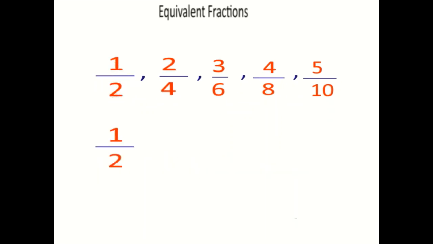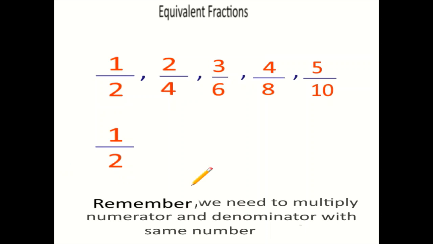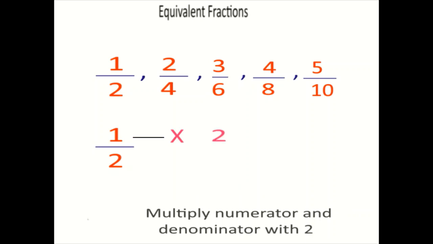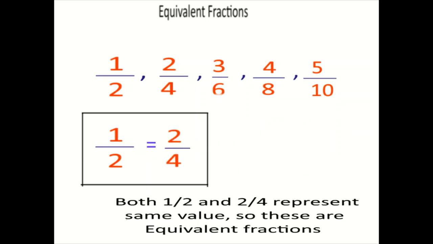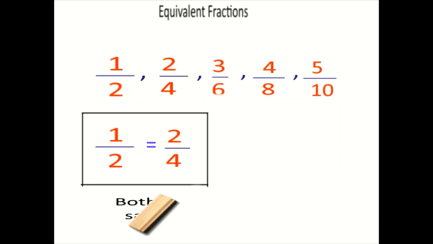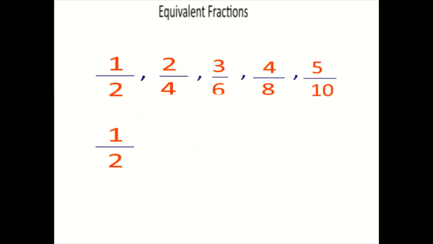Take 1/2. Remember, we need to multiply the numerator and denominator with the same number. Multiply the numerator and denominator with 2. We will get 2/4. As we multiplied the numerator and denominator with the same number, we can write 1/2 equals 2/4. That means both 1/2 and 2/4 represent the same value. So these are equivalent fractions. In the same way we can find other equivalent fractions of 1/2.